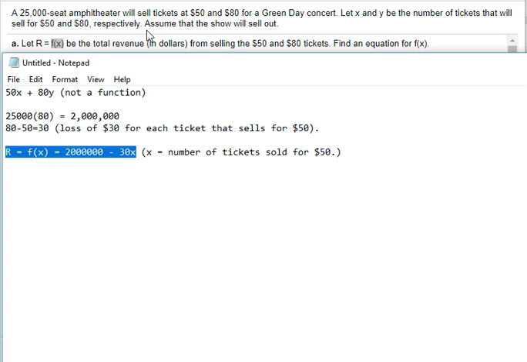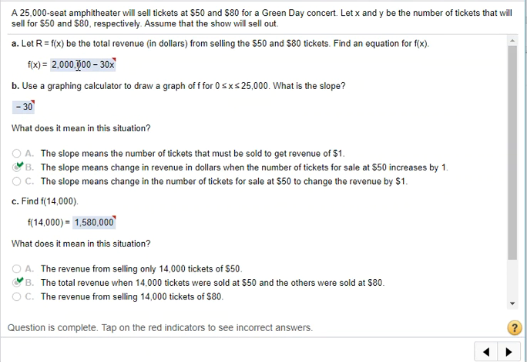Now, if I check back over, this one has already been graded, so you can see the answer should match my 2 million minus 30x. And then what's the slope? Well, the slope is the coefficient of x, so the negative 30. What does it mean? It means that the revenue is going to decrease by $30 for each ticket sold at $50. Let's read this correct answer. The slope means that the change in revenue, when the number of tickets at $50 increases by 1. Yes, so for each additional $50 ticket, the revenue decreases by $30.